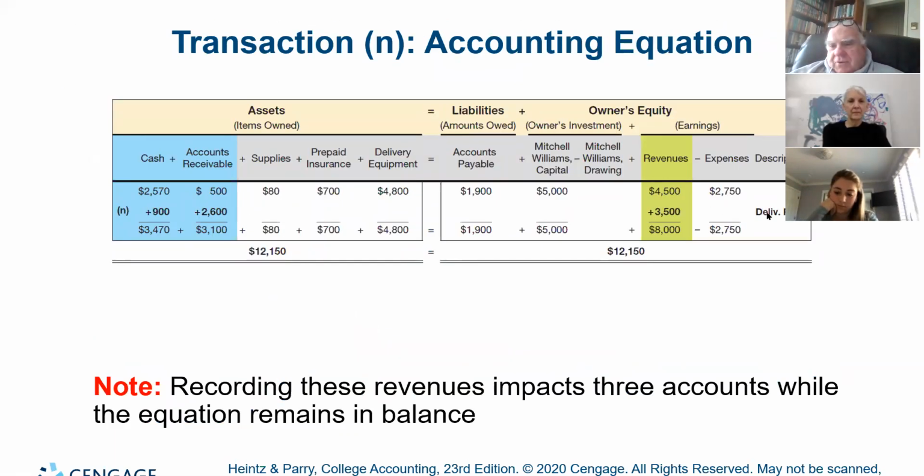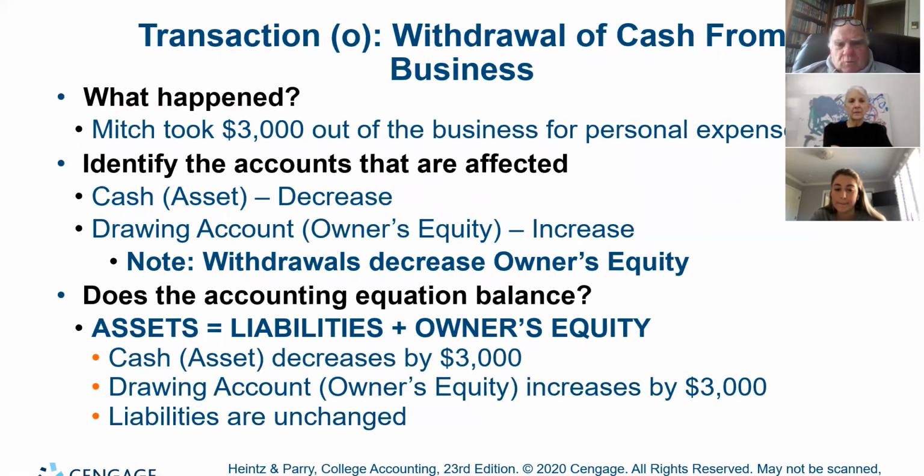And you notice now they're starting to itemize on the right side the delivery fees as well. This is in case this company might have other kinds of revenue. So the revenues went up and the cash went up 900, and we agreed to let these customers pay us next month, 2,600. Recording these revenues impacts three accounts while the equation remains in balance. So now he's got a pretty nice profit going. It looks like, if I'm doing this right in my head, about $5,250 in profits. That's not a bad business, whatever it is.